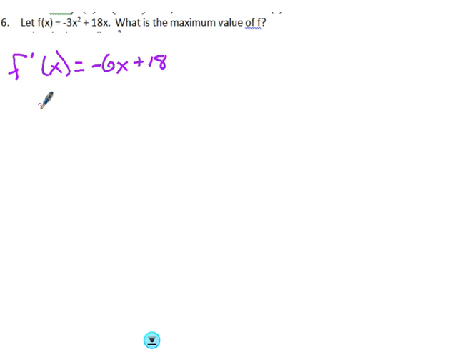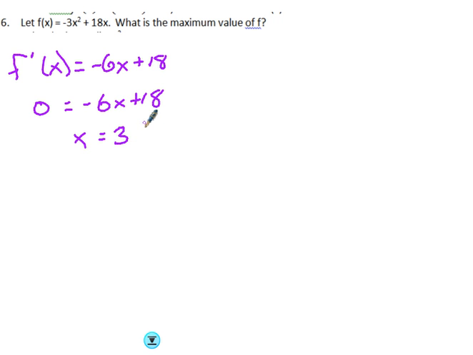From here, if we want a maximum value, we're going to say f prime of x is going to be equal to 0. So the derivative is going to be 0. This means 0 is equal to negative 6x plus 18. And we can subtract 18, divide by negative 6, and say x is actually equal to a positive 3. So the maximum value of f occurs at x equals 3.